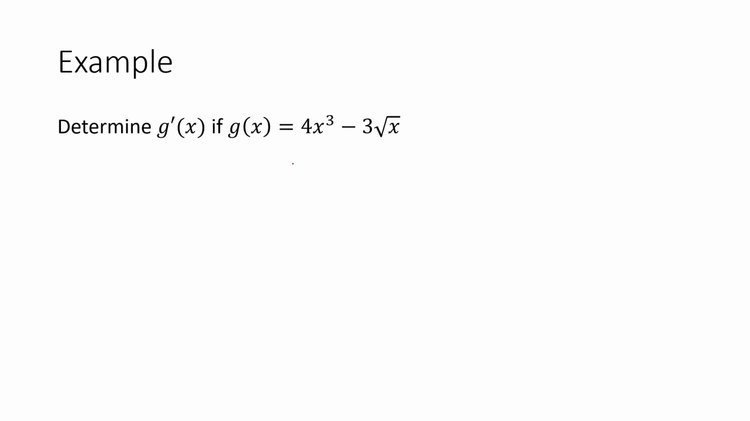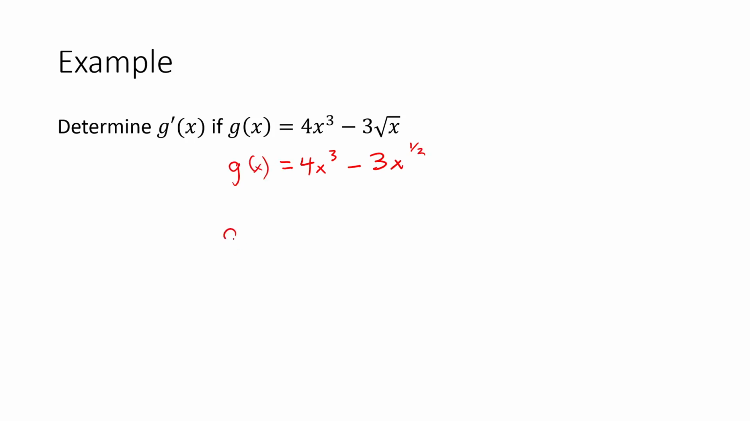Okay, let's try this next question. We've got 4x cubed minus 3 root x. Well, I don't have a method of determining derivatives when I have square roots, but I do have a method for determining derivatives when I have exponents. So what I'm going to do is change 3 root x to 3x to the exponent 1 half.